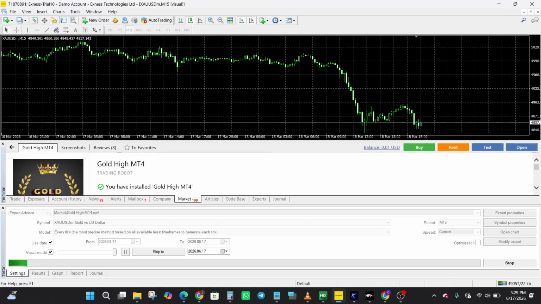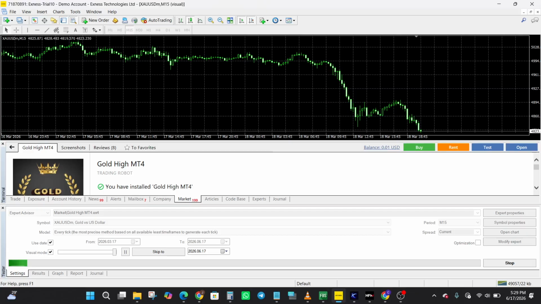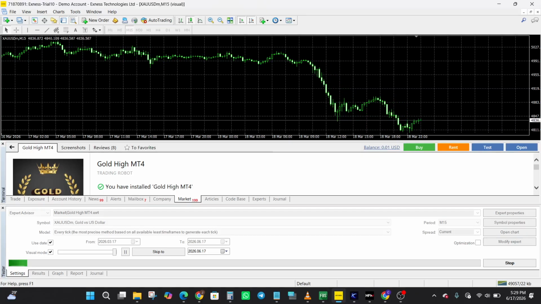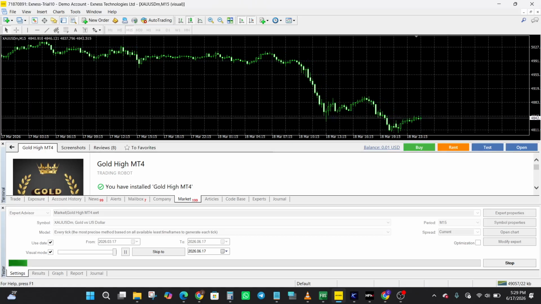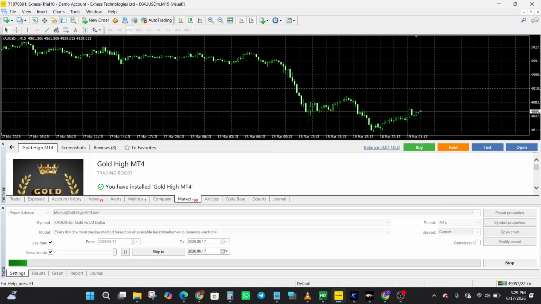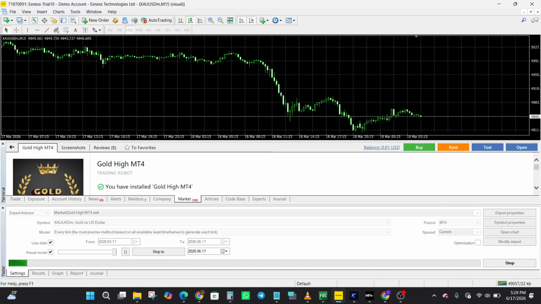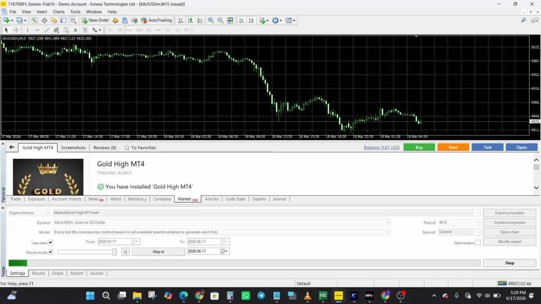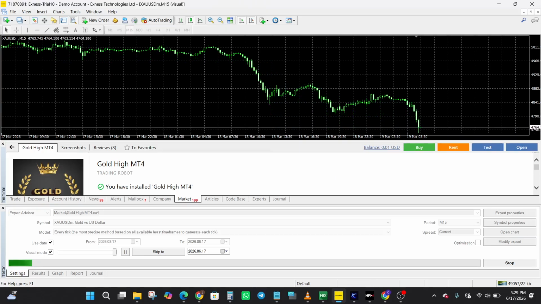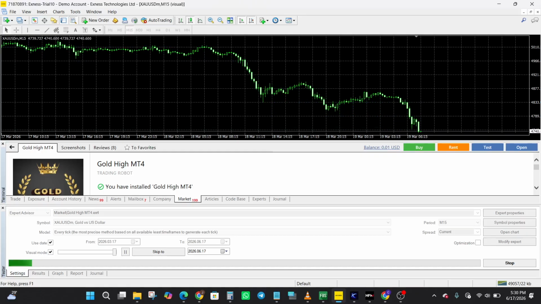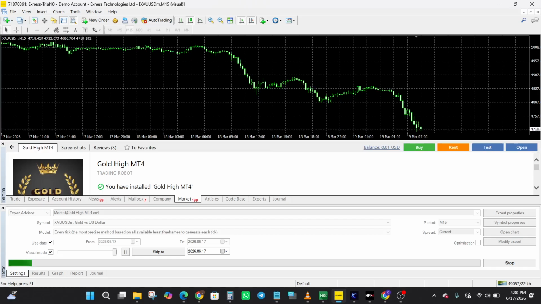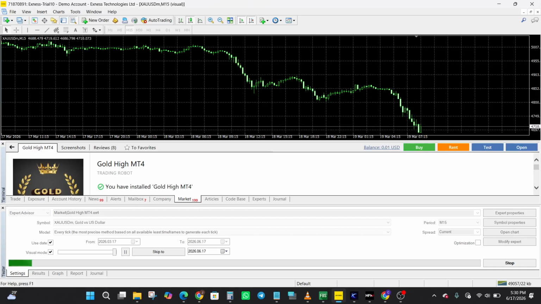All right. Overall, the Gold High EA is a gold focused MT4 expert advisor designed for XAUUSD on the M15 time frame. It offers automated execution, stop loss protection on all trades, flexible money management options, and configurable spread controls. As always, independent testing and optimization are important steps before you consider any live deployment.